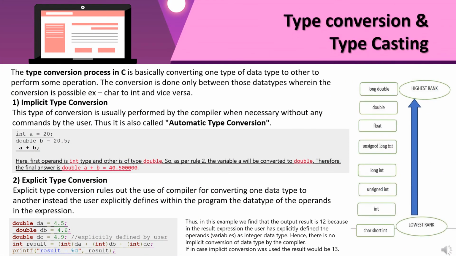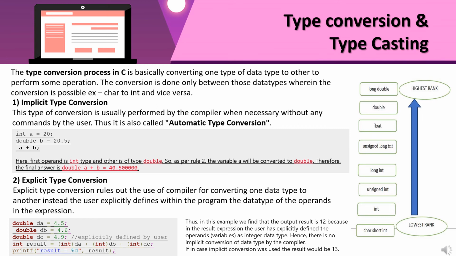There is one feature in C programming language called type conversion. The type conversion process in C language is basically converting one data type to another to perform some operation. The conversion is done only between those data types wherein the conversion is possible. There are two types of conversion: implicit type conversion and explicit type conversion.